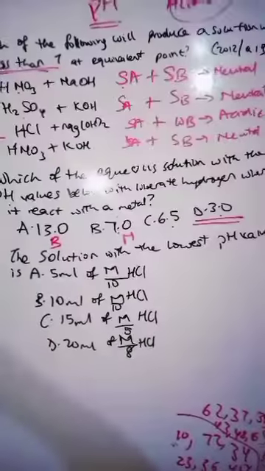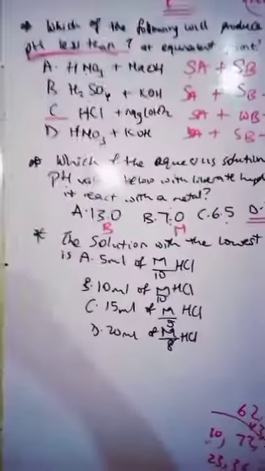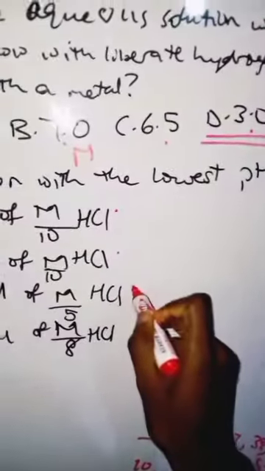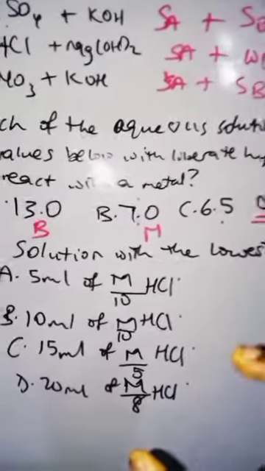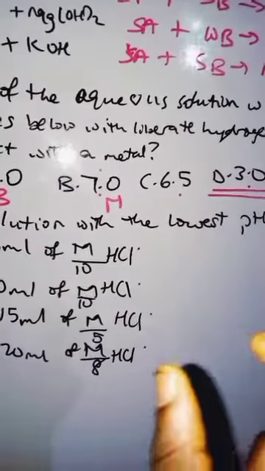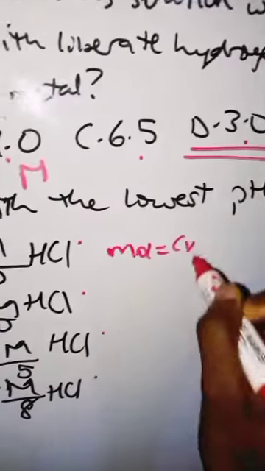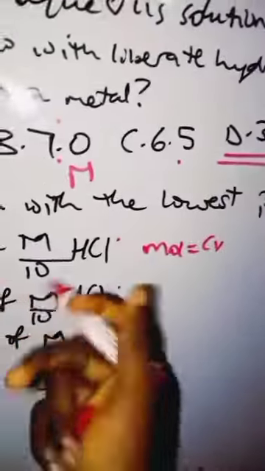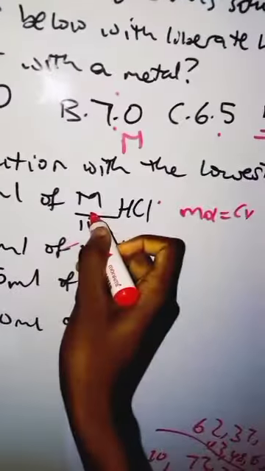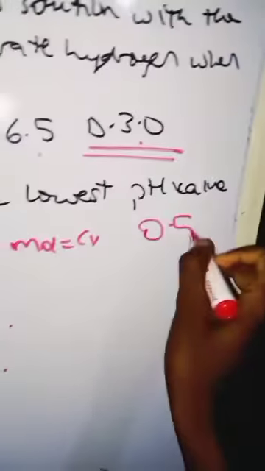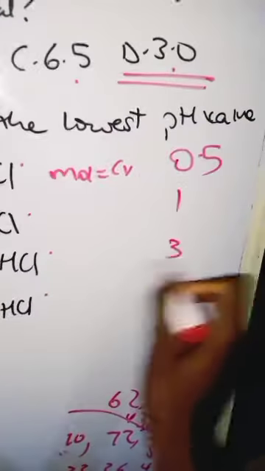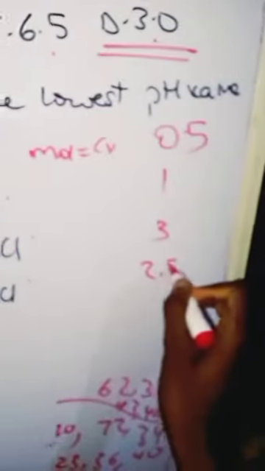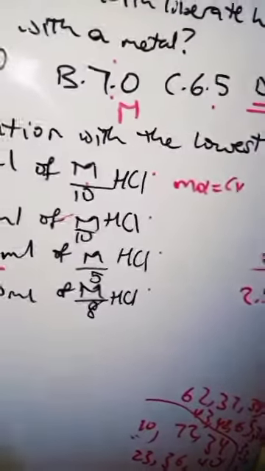The solution with the lowest pH value is what? Yes, just check: everything is HCl. So you go for the strongest one. The one that is stronger will be the one with the lowest pH value. So yes, let's check it out. You know that your mole is equal to CV. Let's just take it without conversion, since they have the same unit. 5 times 1 over 10, that's 0.5. 10 times 1 over 10, that's 1. 15 times 1 over 5, this is 3. 20 times 1 over 8, this is 2.5. So this one will have the lowest pH value.